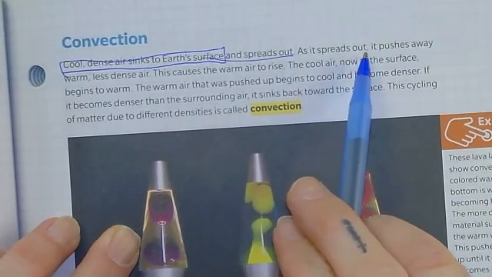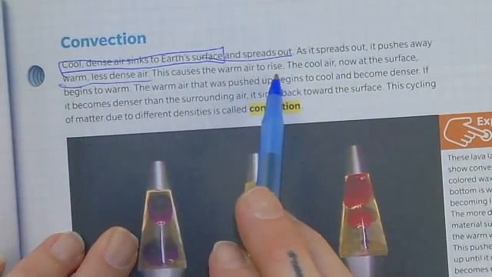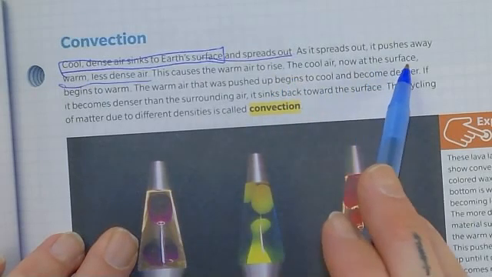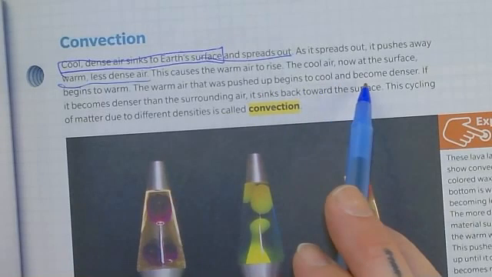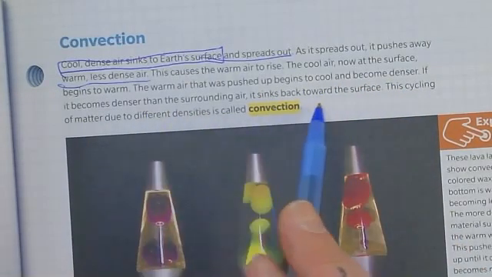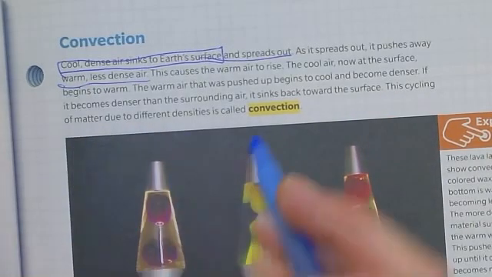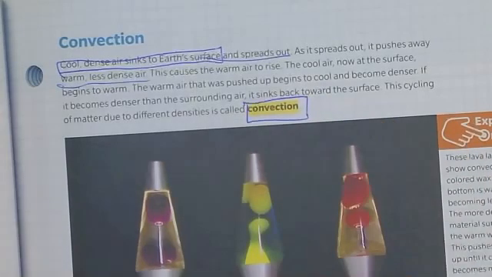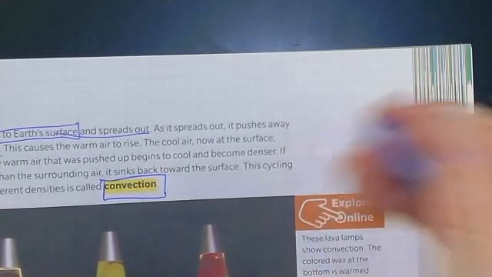We're going to go over to page 273. Cool, dense air sinks to the Earth's surface and spreads out. As it spreads out, it pushes away warm, less dense air. This causes the warm air to rise. The cool air, now at the surface, begins to warm up. The warm air that was pushed up begins to cool and become denser. If it becomes denser than the surrounding air, it sinks back towards the surface. This cycling of matter due to differences in densities is called convection.